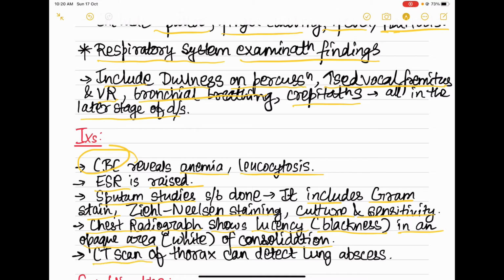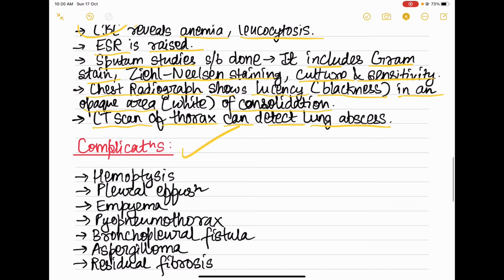Then we can do a CT scan of thorax, which can detect the lung abscess definitely. Coming to the complications of lung abscess, first is hemoptysis, then pleural effusion, then empyema, then pyopneumothorax, that is basically presence of air and pus both within the pleural cavity. Empyema means just collection of pus within the pleural cavity, and pleural effusion means collection of fluid within the pleural cavity, but it is not pus. Then we have bronchopleural fistula, then aspergilloma, which is nothing but a fungal ball, and residual fibrosis. So these are the complications of lung abscess.